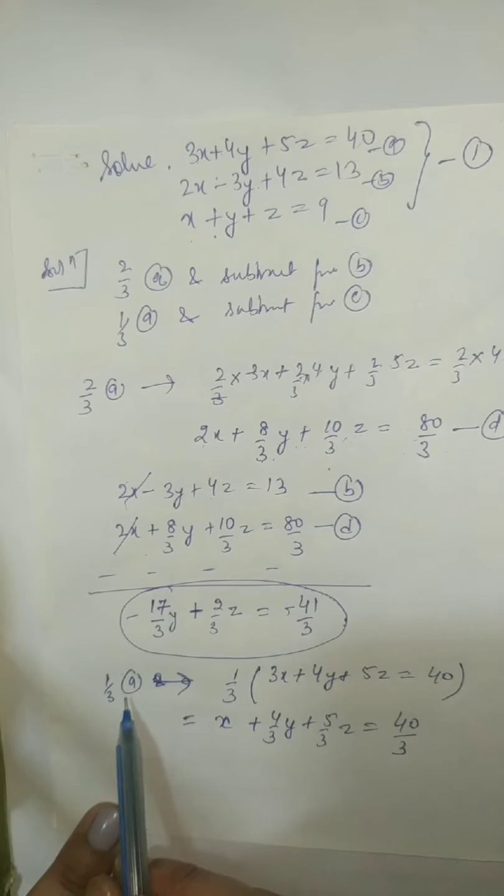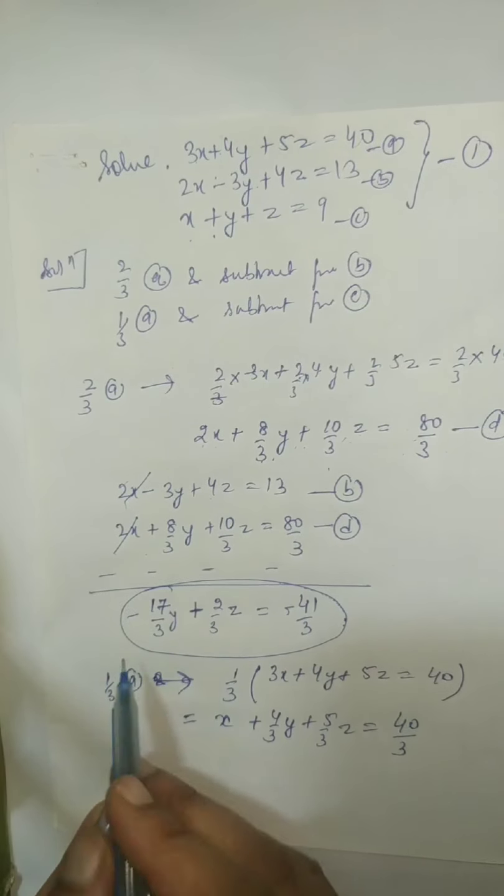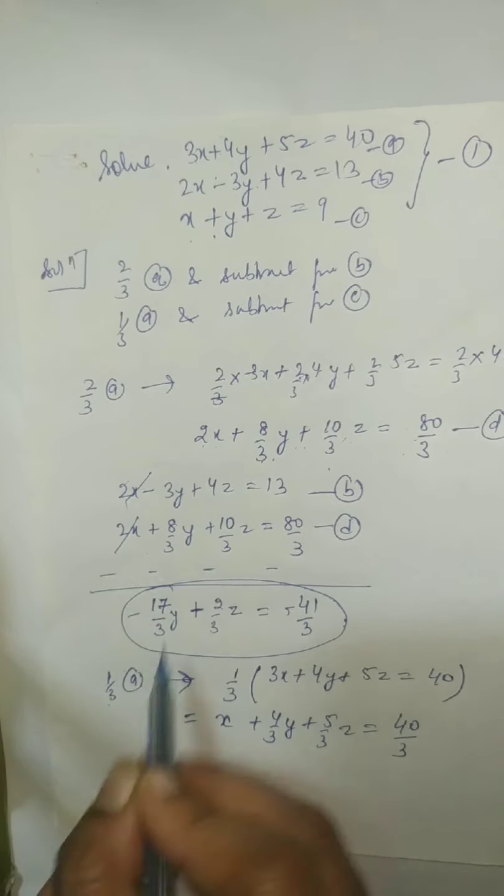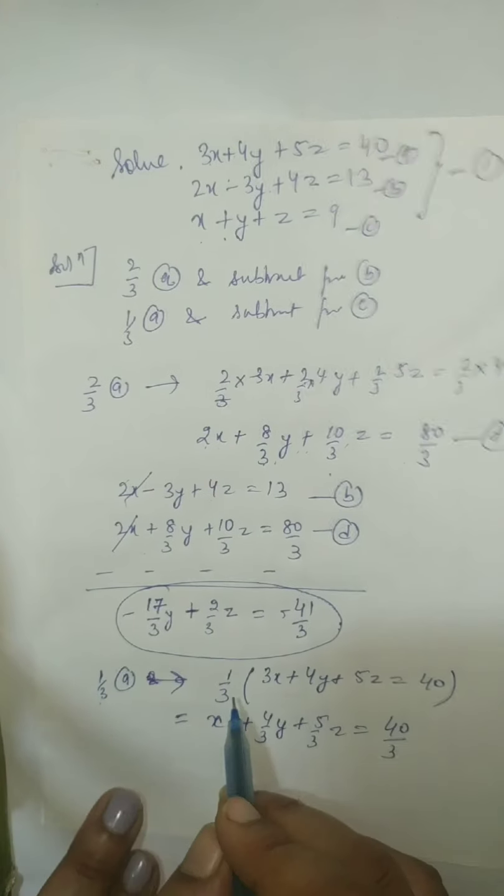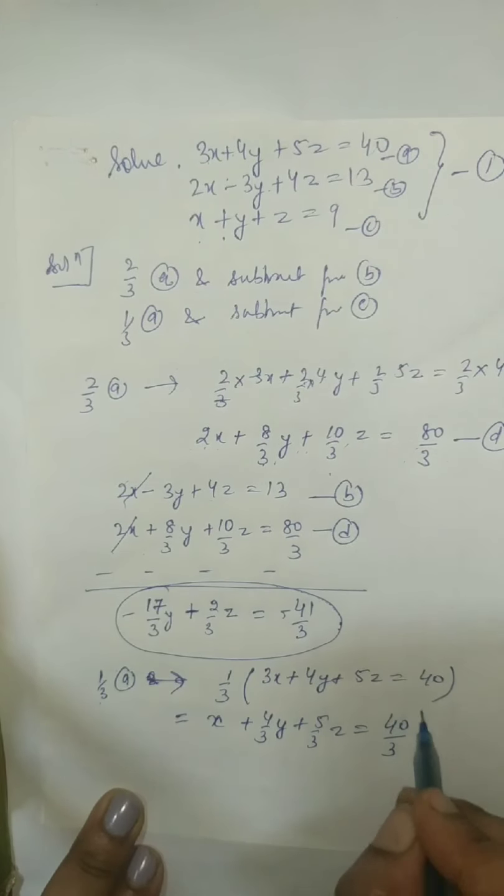Now for the second one, we multiply by 1 by 3 the first equation a, and then we get the equation converted to this one.